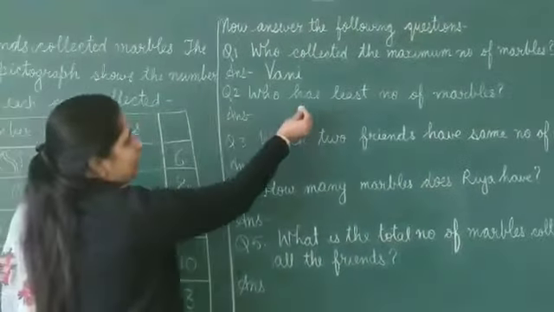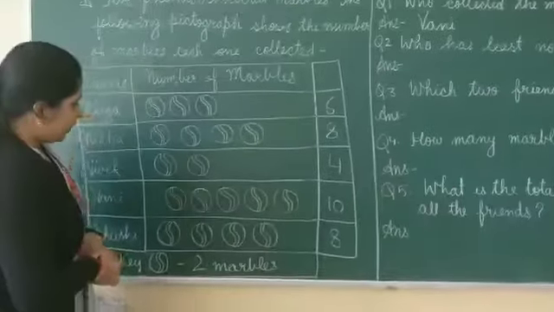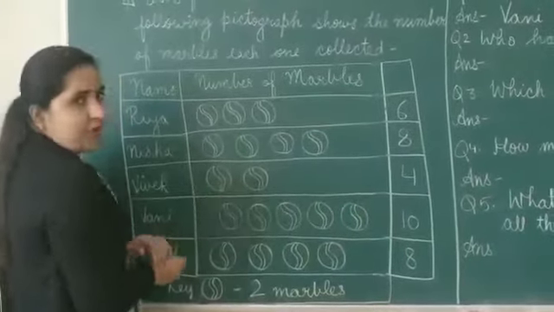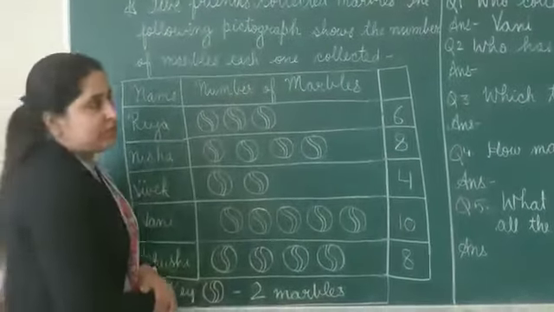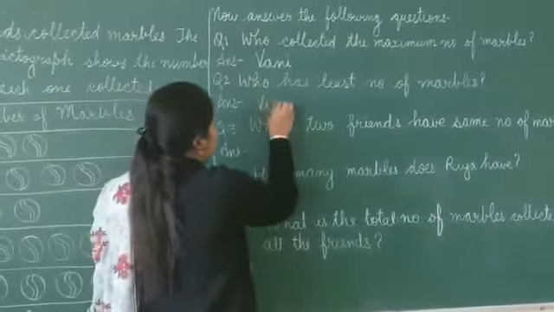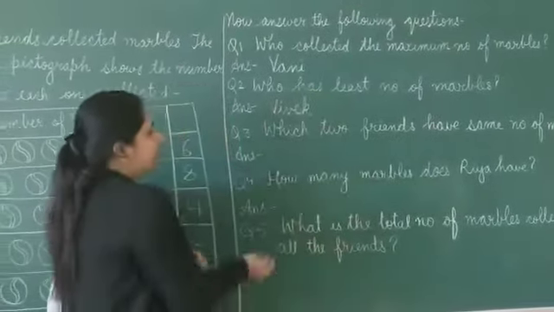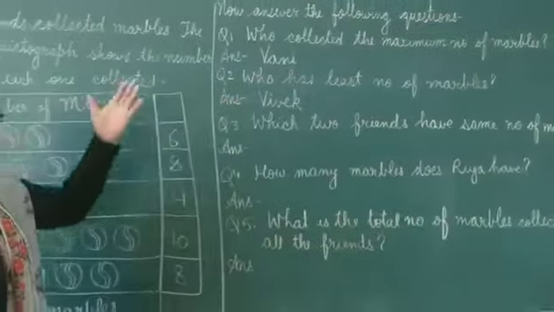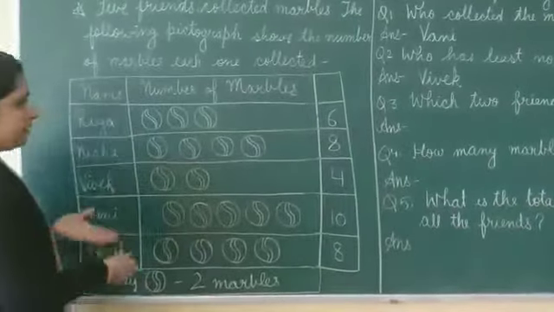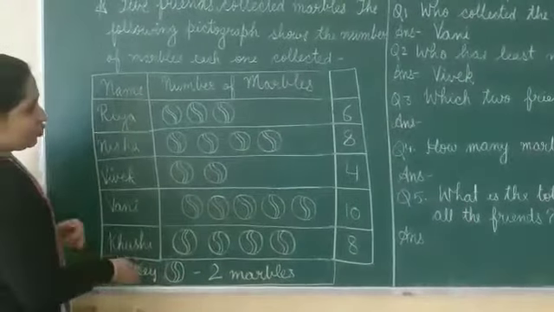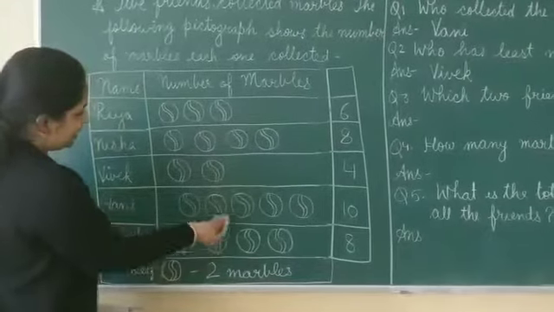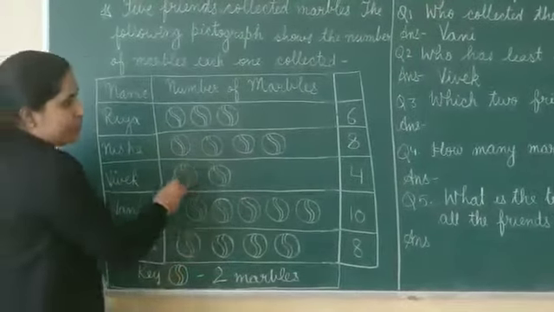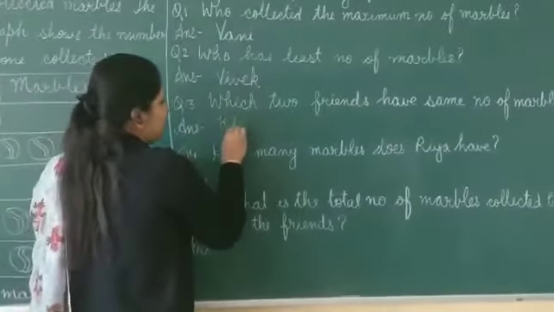Then who has the least number of marbles? So again we can see against Vivek's name only 2 pictures of marbles are there. It is the minimum, least. So we write here Vivek. Then the third question is, which 2 friends have the same number of marbles? These kinds of questions become very easy to answer when we represent the information like this. So you can see which 2 friends have the same pictures of marbles. Nisha has 4 and Khushi also has 4. So we can see both are same. So write here Khushi and Nisha.